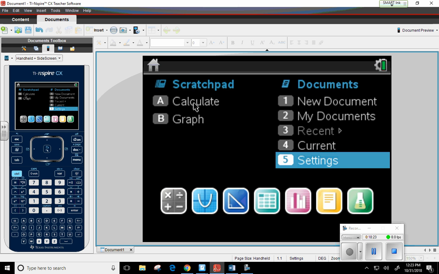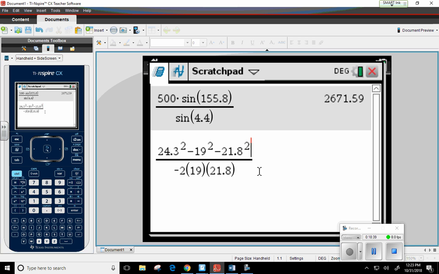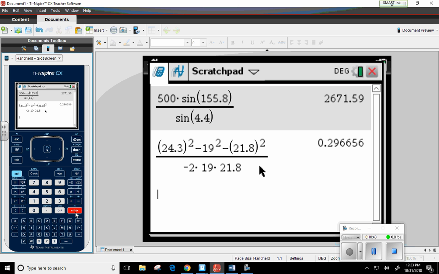Okay. So let me get back over here to my calculate screen. So control divide. Let's type in what we had. 24.3 squared minus the 19 squared minus the 21.8 squared over negative 2 times 19 times the 21.8. Would everybody agree? So this is the decimal that I'm going to get, right? But that's not the measure of angle B.